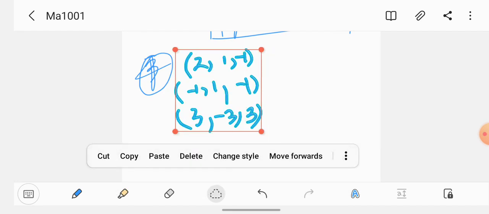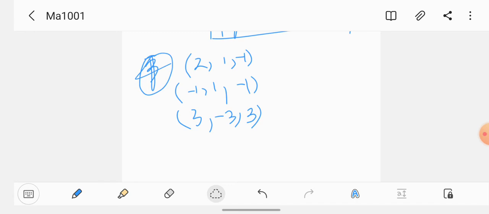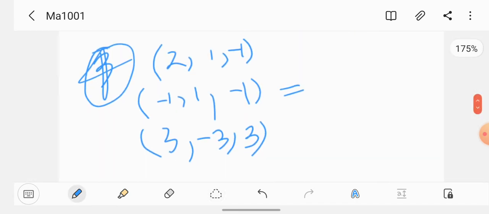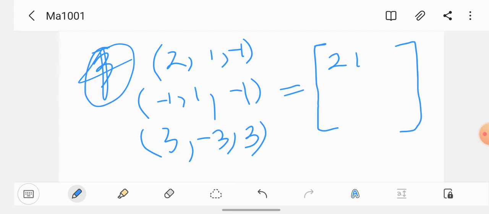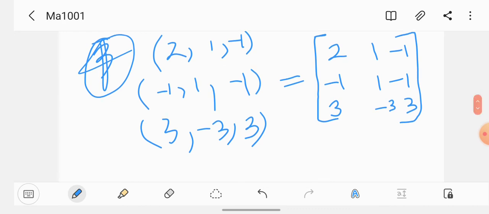If we convert this into a determinant, it looks like this: 2, 1, -1; -1, 1, -1; and 3, -3, 3. Okay, so what we have to do is just calculate the determinant. So here we calculate the determinant.